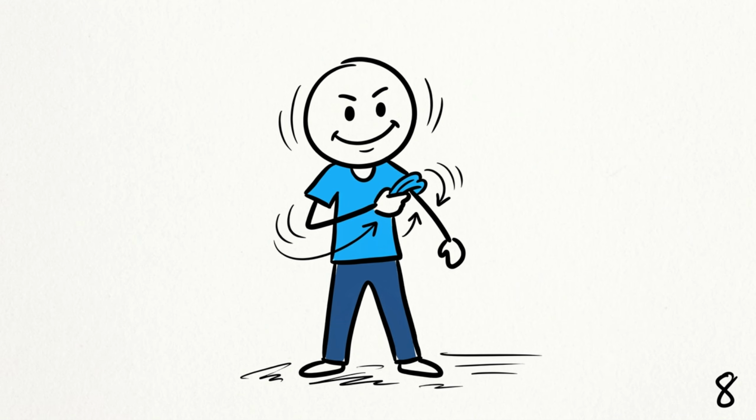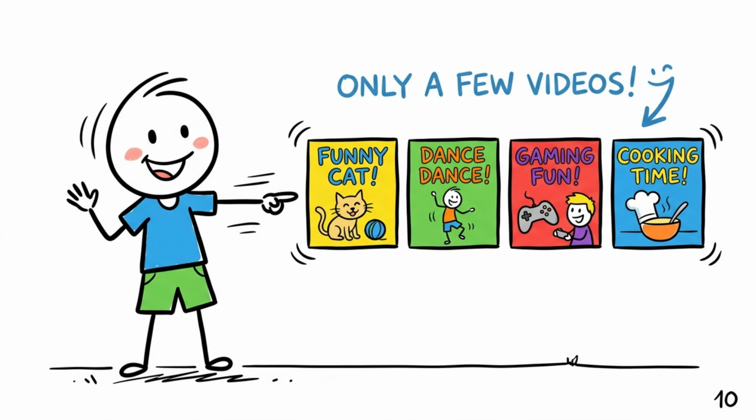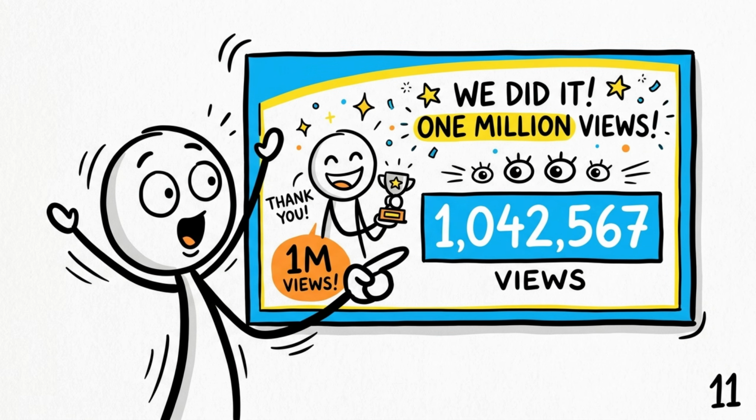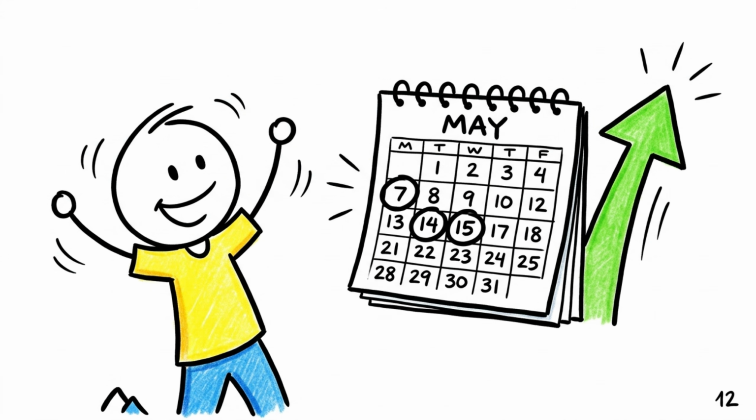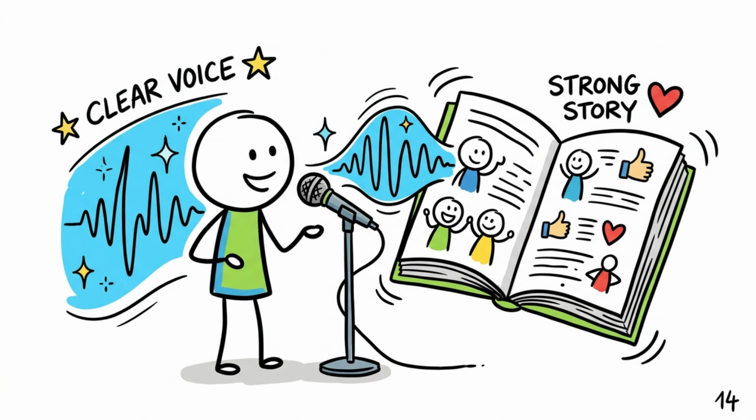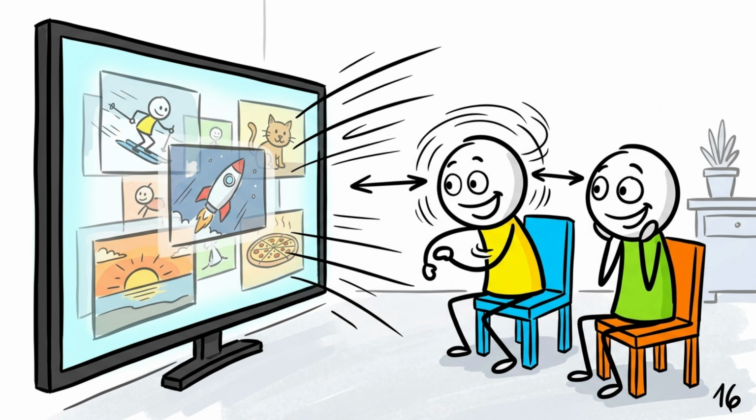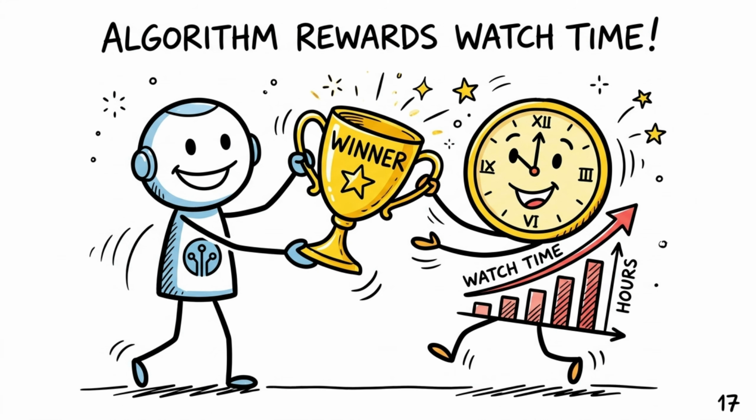Let's get into it. First, why does this even work? These channels often have only a handful of videos, yet they can rack up millions of views, sometimes within weeks of starting. The reason isn't expensive production, it's the format. A strong story, a clear voice, and a brand new simple image every few seconds. That constant visual change keeps people watching, and watch time is exactly what the algorithm rewards most.